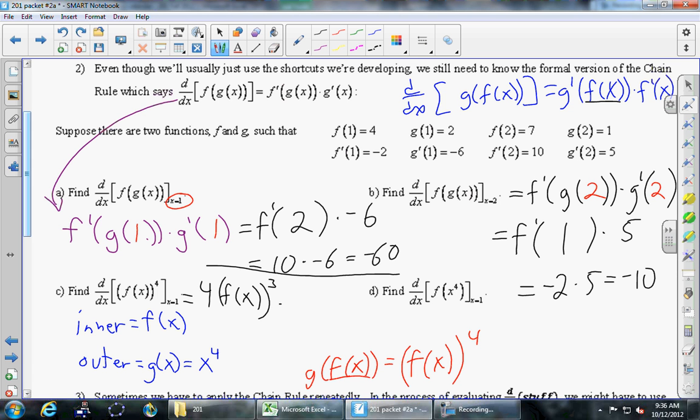Times, and then we're doing f prime of x. What is f prime of x? It's f prime of x. I don't know anything else about it. So that's what I put.